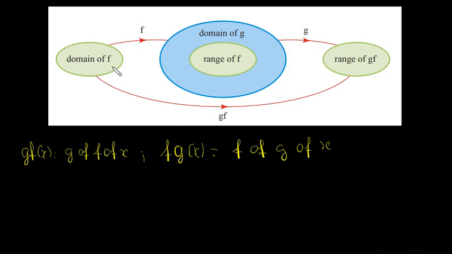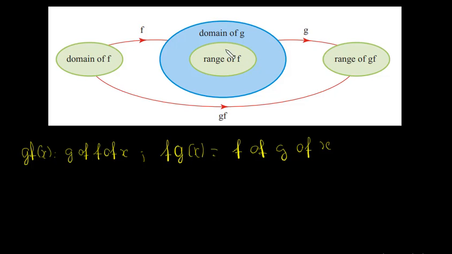To start with, the domain of f contains all the possible inputs for the function f. Then it goes through the function f and creates the range of function f. The range of function f must be contained within the domain of function g in order to make the composite function g of f of x, and to produce the range of gf.